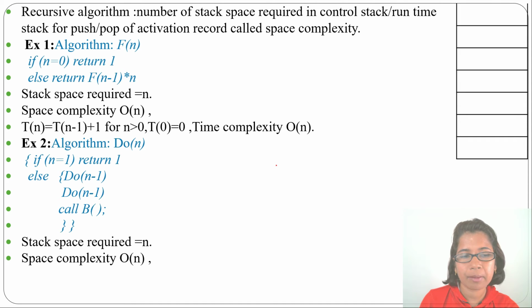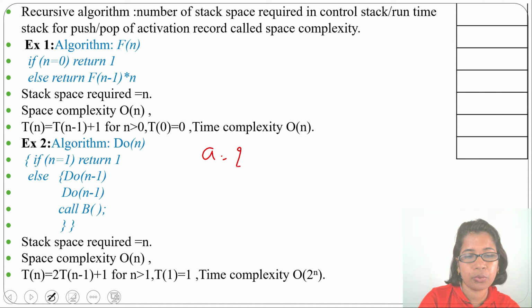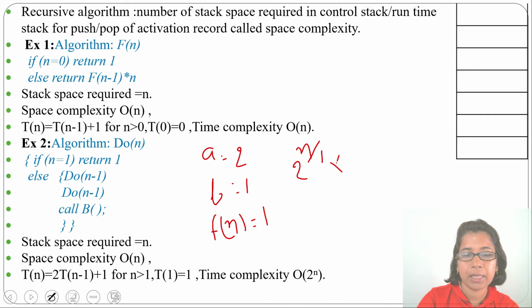Now what will be the time complexity for this recurrence relation? T of n equals 2T of n minus 1 plus 1. I already discussed the same example here. A equals 2, B equals 1 and f of n equals 1. I am applying the master method. Now running time will be a power n by b, so 2 power n divided by 1, multiplied by f of n. F of n is what? 1. So it will be 2 power n multiplied by 1, or you can say 2 power n.